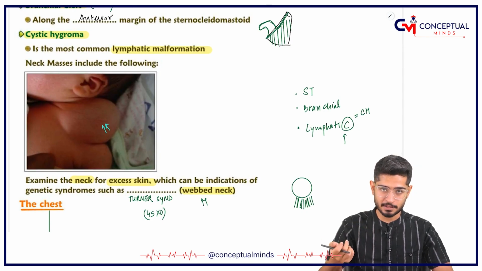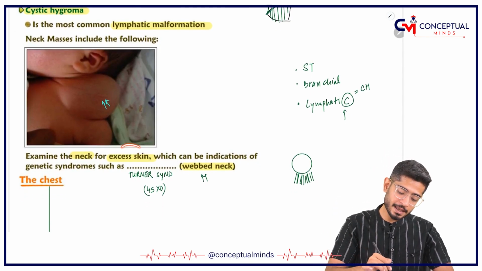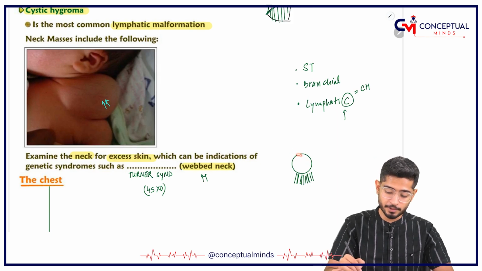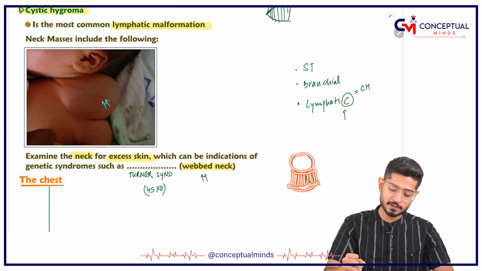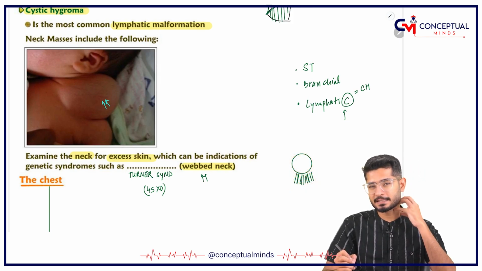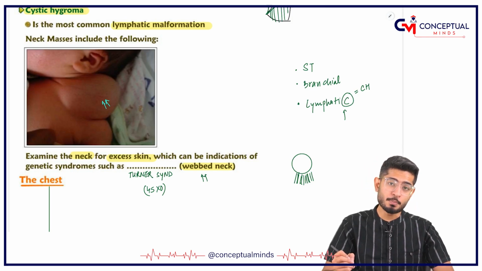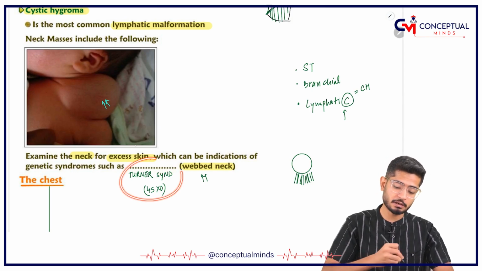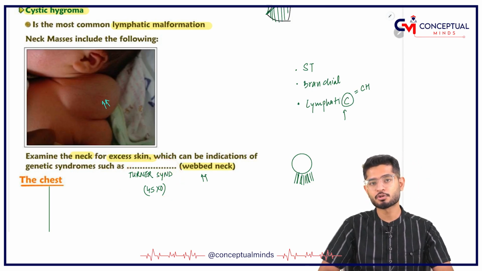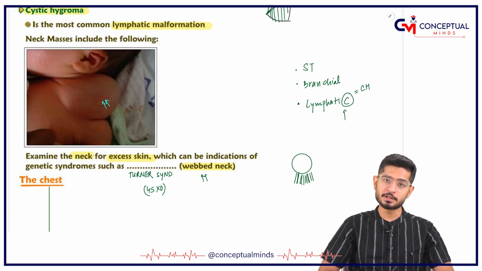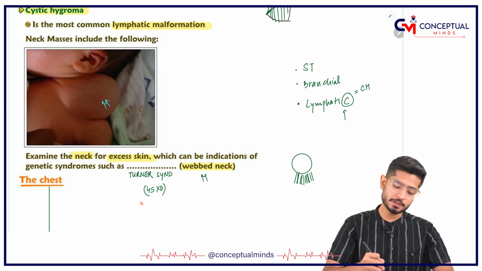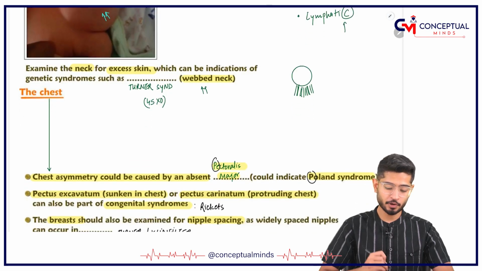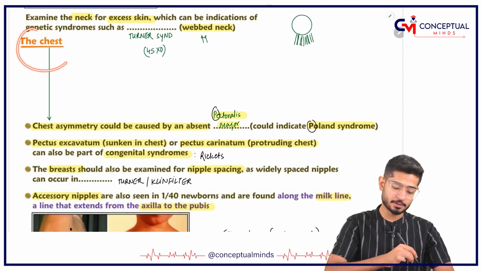So we have to examine the neck, and the neck is also examined for excess skin. For example, this is the face and this is the neck region. If there is excessive skin, the neck just looks like a webbed neck, and this webbed neck is seen most commonly in Turner syndrome. So whenever you have a Turner syndrome child, there will be a webbed neck. Okay. And what is the genotype of Turner syndrome? It is 45XO. Okay. Coming on to the chest.